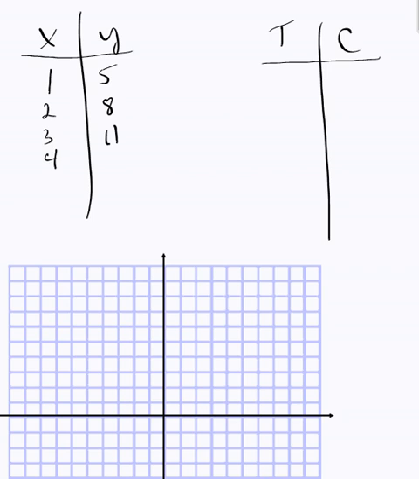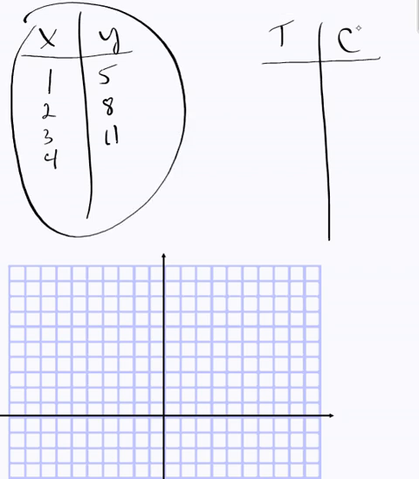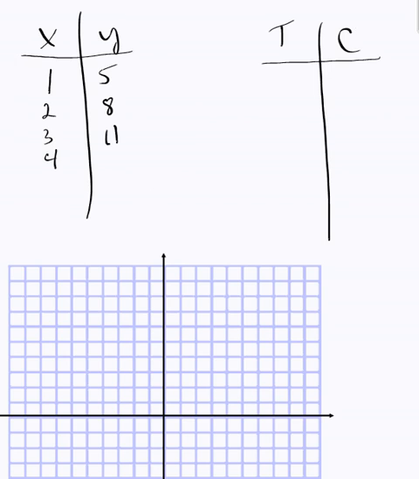In this video, we will explore how to go from a table of values to an equation and a graph. Let's consider this first table of values with x and y. In that table of values, we notice that when x is 1, y is 5. So on our chart, if x is 1, y is 5.